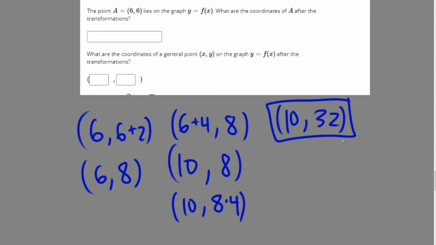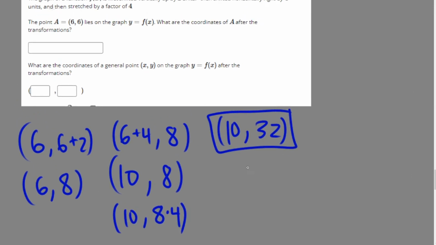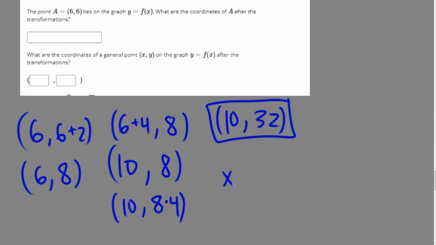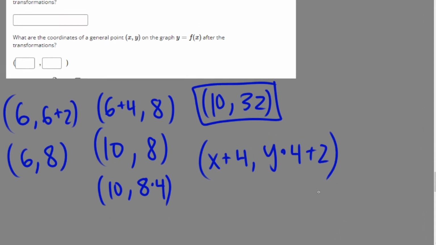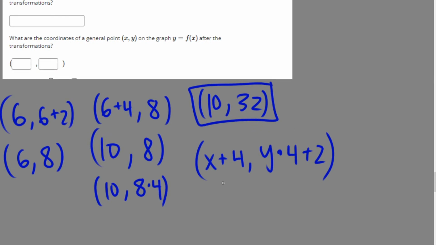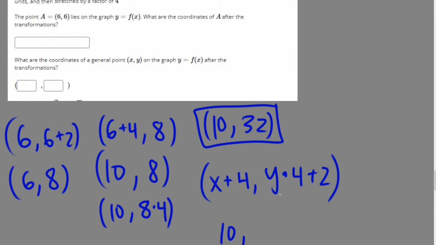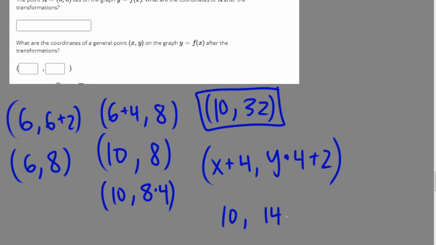Now, where people go wrong is they say, oh, it's going to be exactly the same as last time. So we have x plus 4? And then we have y times 4 plus 2. But if we did that with our points, we would get something different. We'd still have 10, but instead we would have 6 times 4, 24 plus 2, which is 26 instead. And the reason why that is because, so we still have our x plus 4.